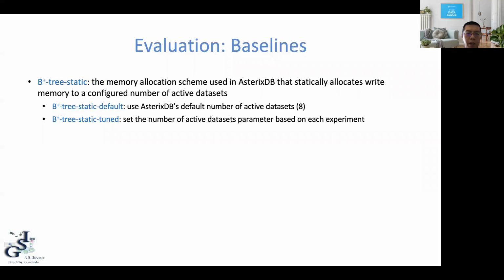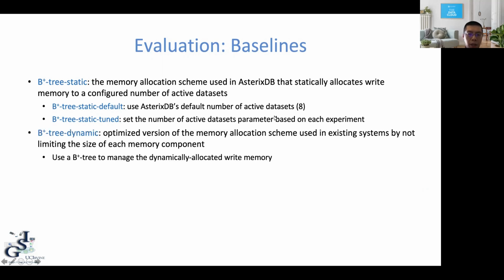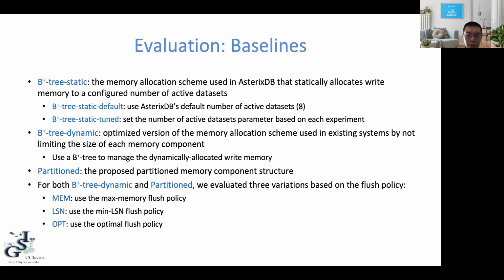Let's look at some experimental evaluation. First, the baselines. The first baseline is B-tree static, which is the static memory allocation scheme used in AsterixDB by statically allocating the write memory to a configured number of active datasets. We also have the default and the tuned. The second one is B-tree dynamic, which is an optimized version of the existing scheme by not limiting the size of each memory component, letting it grow dynamically based on the workload, but internally it uses the B-tree. We also have the partitioned memory component structure. For B-tree dynamic and partitioned, we also have evaluated the different flush policies.